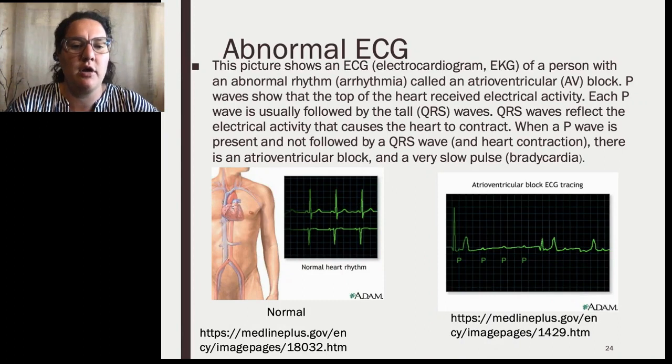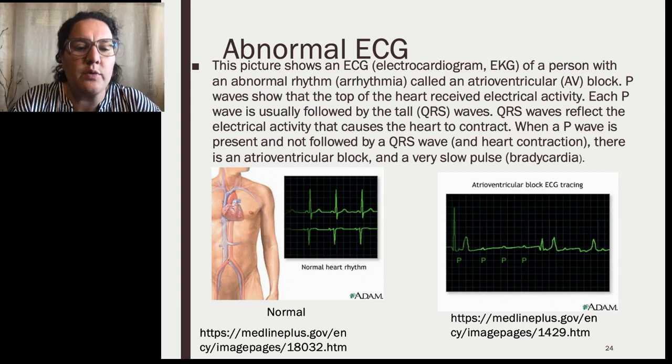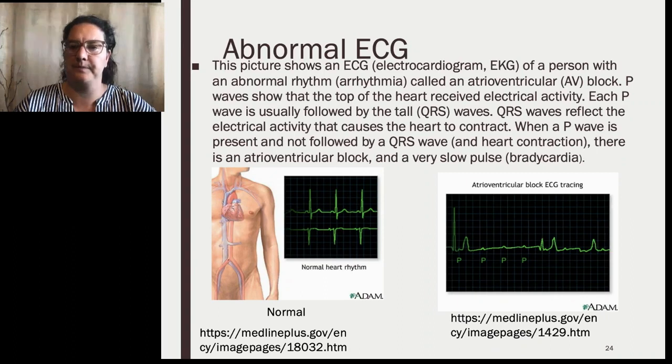So on the left here, we have a normal heart rhythm, and on the right here, we have an atrioventricular block in an ECG. So this is an abnormal heartbeat where we have repeated P waves, which are the wave of the sinoatrial node and the atria contracting. So we have the atria contracting in the ECG on the right several times before the ventricles contract. So this is giving us an abnormal heart rate and a very slow pulse, so bradycardia. So we don't see that QRS, that high peak, very often in that ECG on the right.